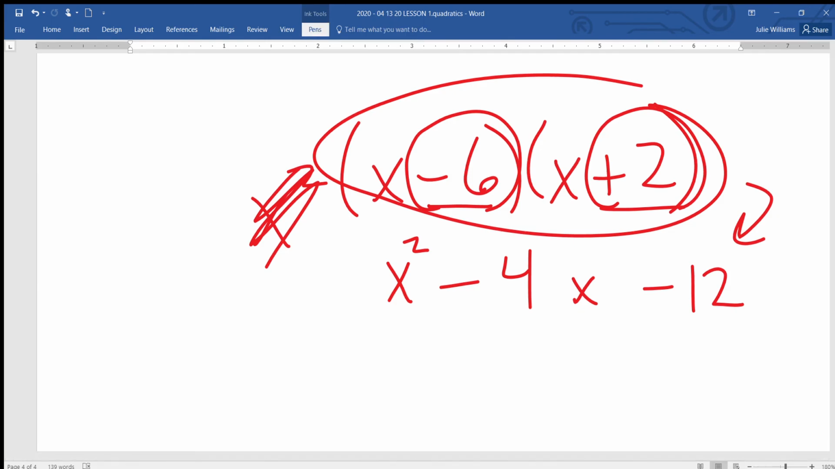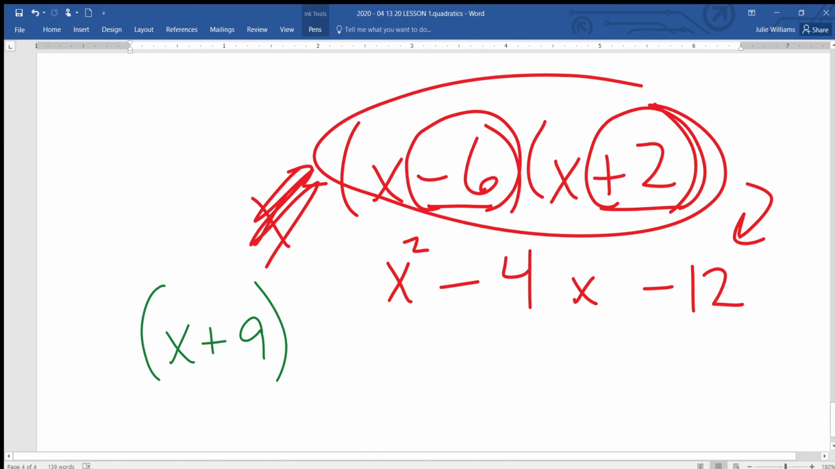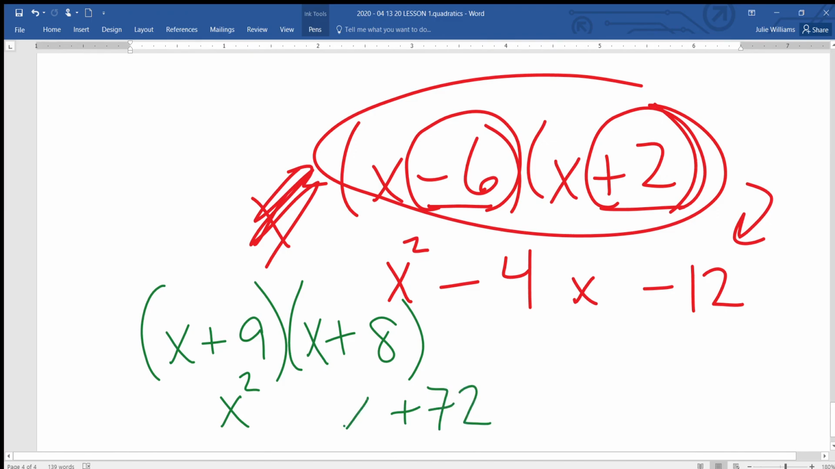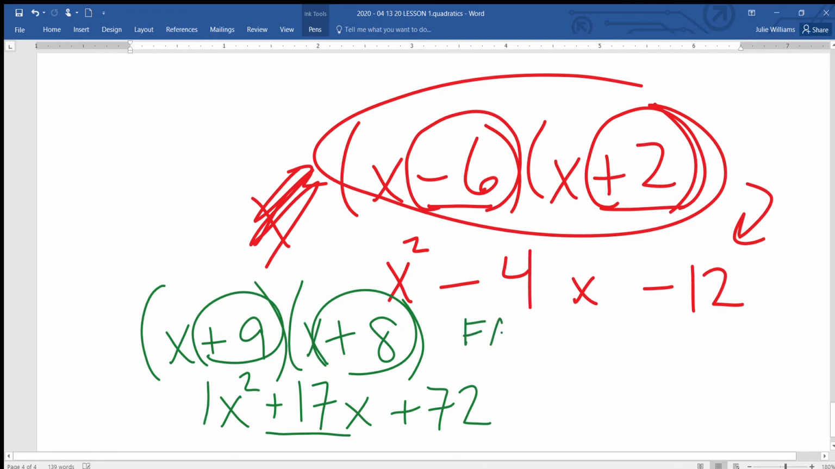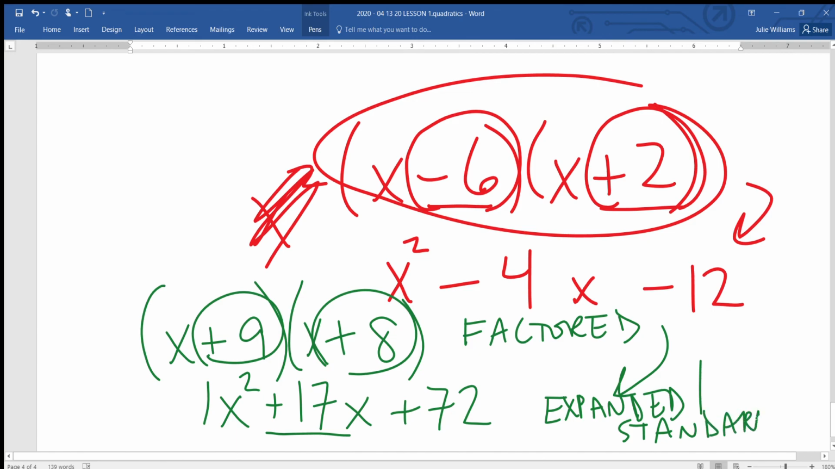Okay, let's do a different one. Let's do x plus 9 and x plus 8. Okay, we know x squared is the a term. The a is 1, then the x squared. Then we know the c term is positive 72. We know there's going to be an x. What is the b term? Well, the b term is simply these guys added together. Simple. So you can go very quickly now, especially when the a is 1, from factored to expanded or standard form. Okay, so we're going to practice that a little bit now. You can always check your answers by doing the box method just to double check.